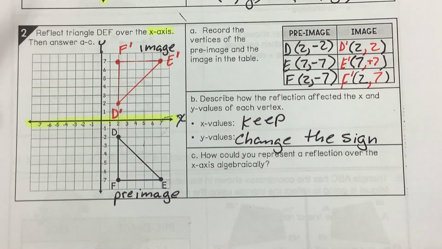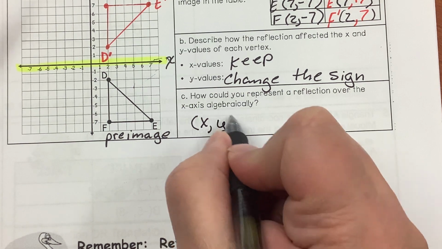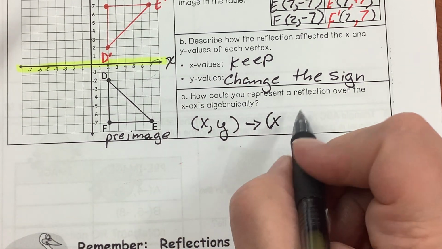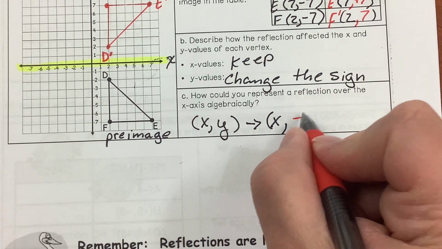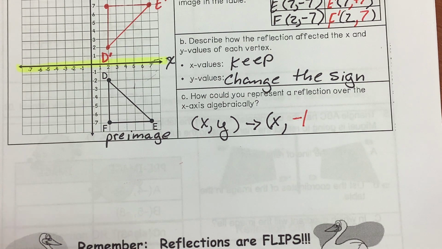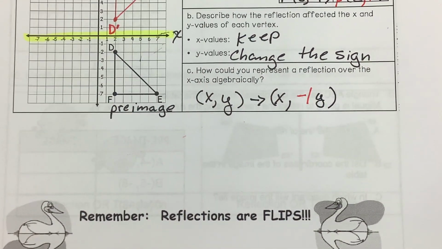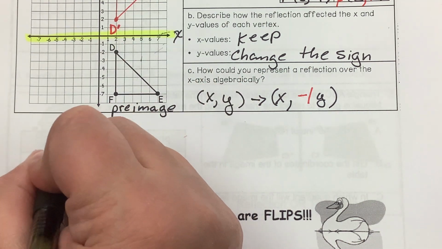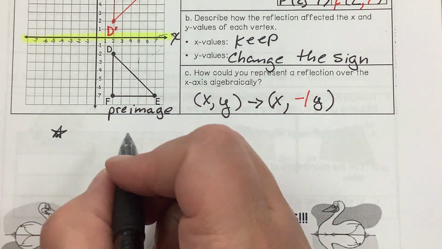All right, how could I write that? Well, starting with x and y, I'm going to keep the x, but I'm going to change the y by multiplying times -1. And there's -1 times y. So I have all this space here. Did you think it was an accident? No. To change the sign of a number, multiply by -1.